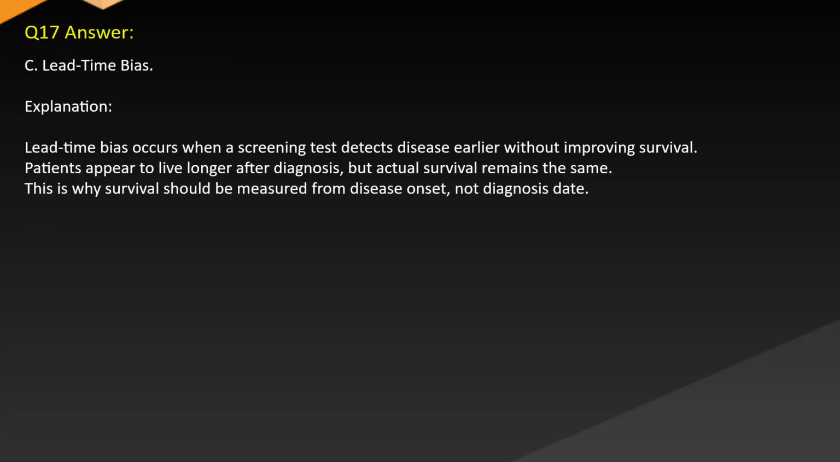Answer: C. Lead time bias. Explanation: lead time bias occurs when a screening test detects disease earlier without improving survival. Patients appear to live longer after diagnosis, but actual survival remains the same. This is why survival should be measured from disease onset, not diagnosis date.